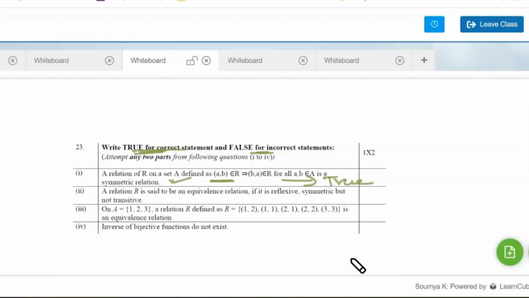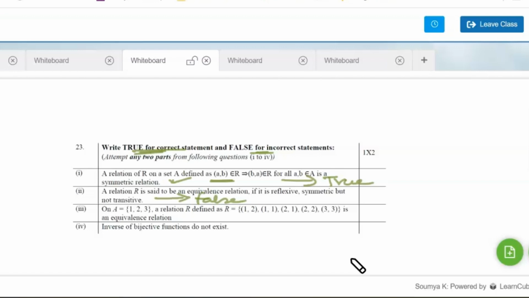Next one, a relation R is said to be an equivalence relation if reflexive, symmetric, but not transitive. No, this is false, because it should be transitive also. Not transitive is given here. It should be transitive, then only we can say it is an equivalence relation.